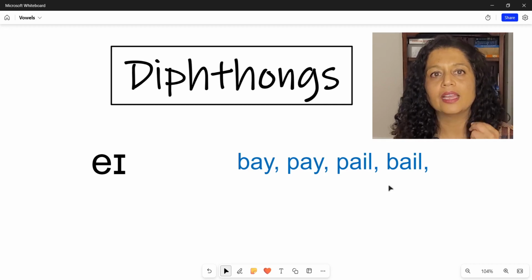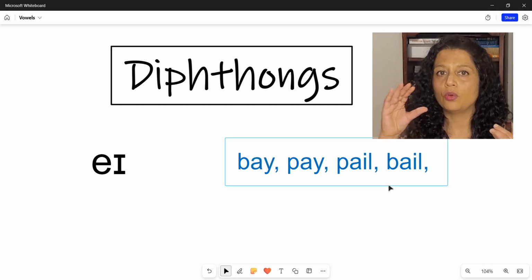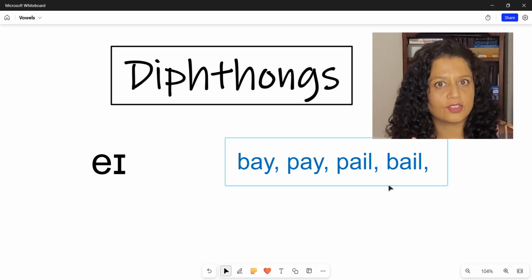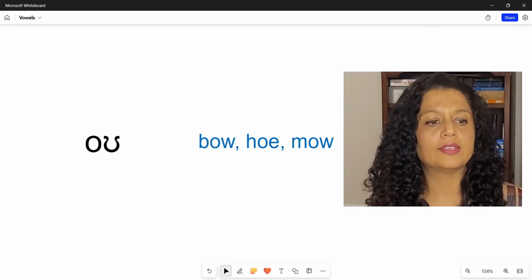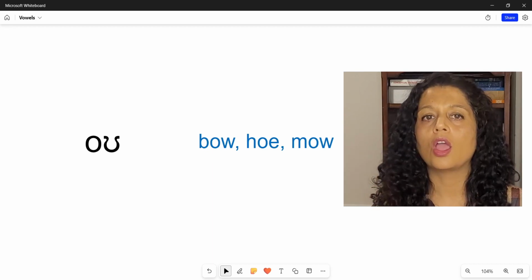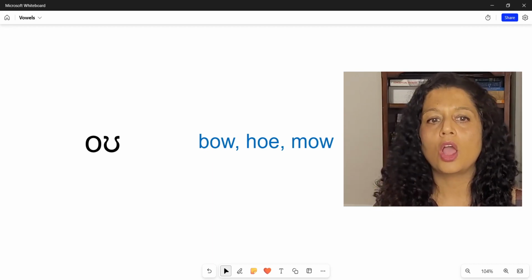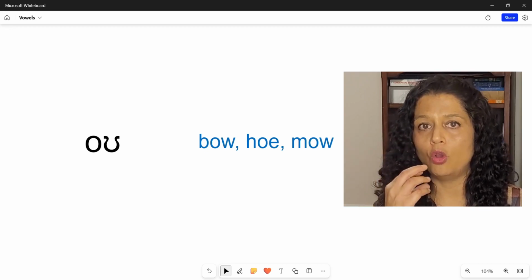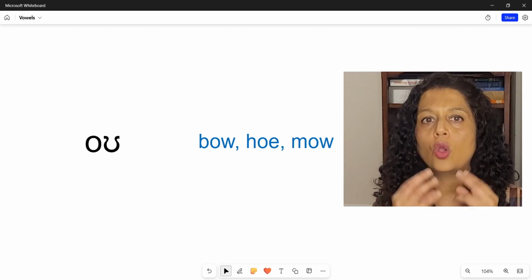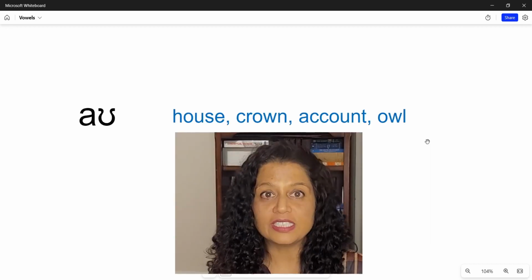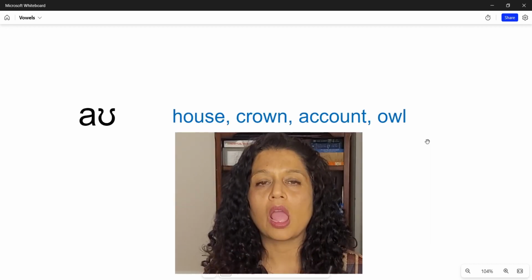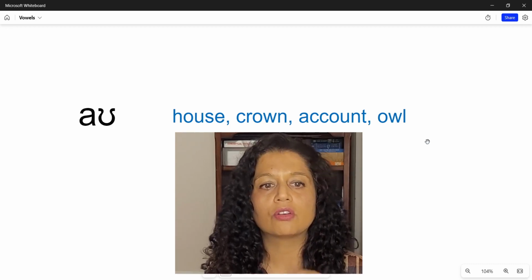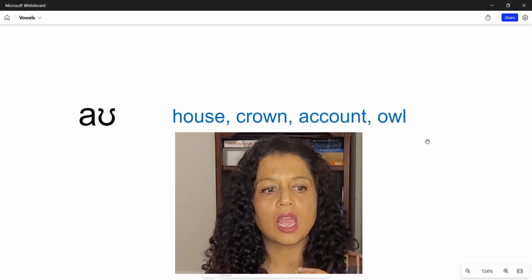That's a diphthong. You are saying 2 vowel sounds, smushing them together. Kind of like a vowel cluster. The next diphthong is O, bow, ho, mo. Again, from O to O. The third diphthong is ow, house, crown, account, owl.